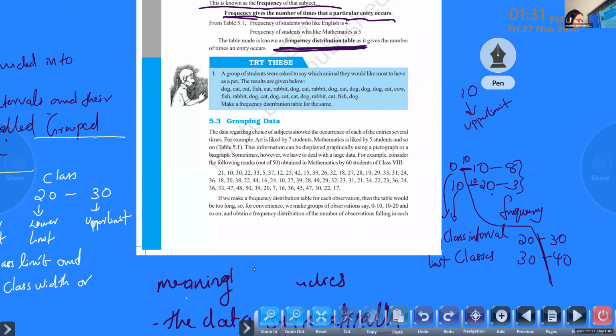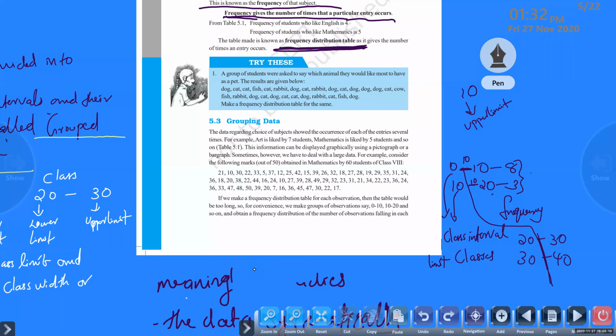Always keep your textbook with you so that you can write easily. Take page 72. I have 60 numbers, I counted. Page 72, last. Not a question, take the example.